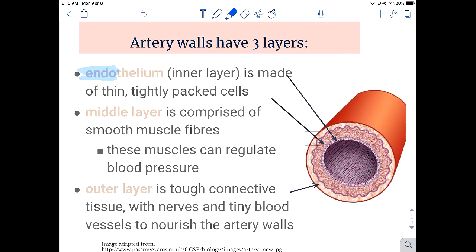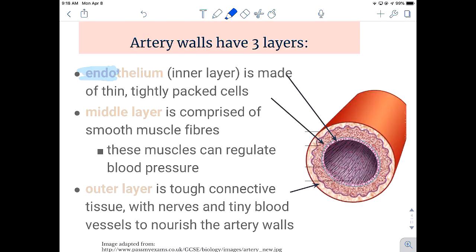Then we have a middle layer where the smooth muscle fibers are. These muscle fibers are there to regulate blood pressure. The muscle fibers have a natural tendency to contract or relax. And so using these middle layer muscle fibers, we can constrict and relax the arteries, which controls the flow of blood to different areas of the body.